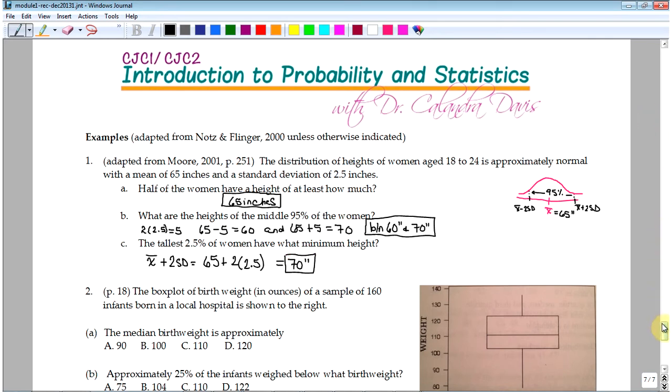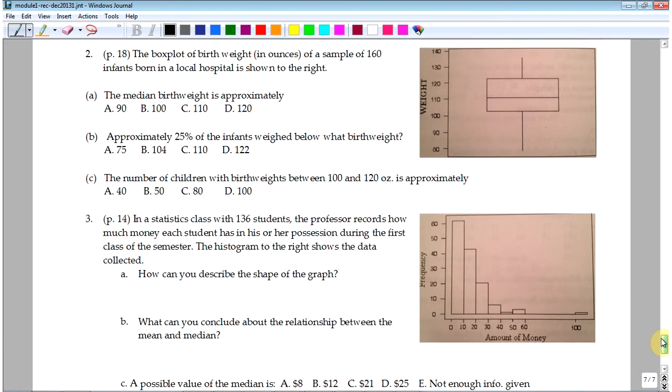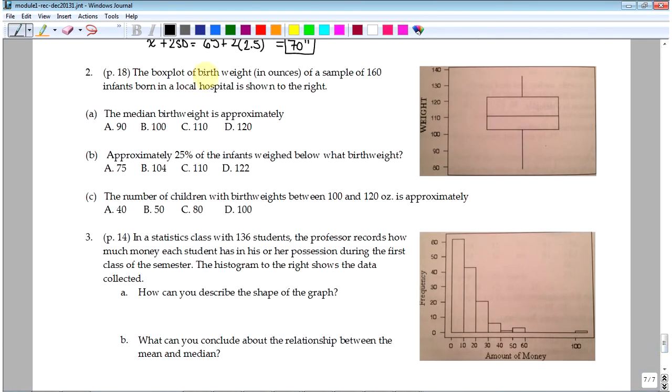Okay, going on to number 2. The box plot of birth weight in ounces of a sample of 160 infants born in a local hospital is shown to the right. The median birth weight is approximately, well, with a box plot, we know that the median is going to be the line that's drawn in the middle, our second quartile. So that looks like it's approximately 110.